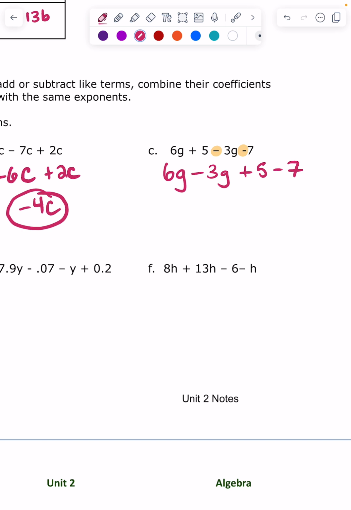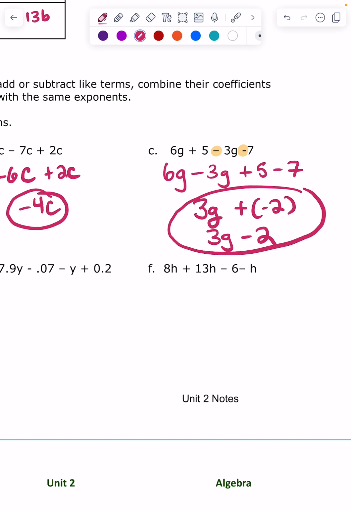So 6g minus 3g is 3g, and then 5 minus 7 is negative 2. So you could do plus negative 2, or you can do 3g minus 2. Either one of those would be correct.